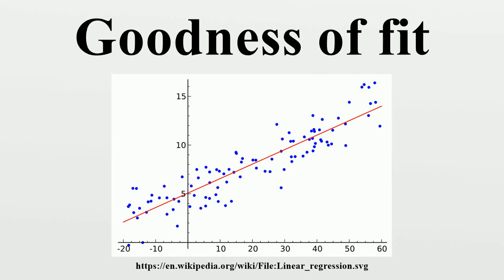The goodness of fit of a statistical model describes how well it fits a set of observations. Measures of goodness of fit typically summarize the discrepancy between observed values and the values expected under the model in question. Such measures can be used in statistical hypothesis testing, e.g., to test for normality of residuals, to test whether two samples are drawn from identical distributions, or whether outcome frequencies follow a specified distribution.